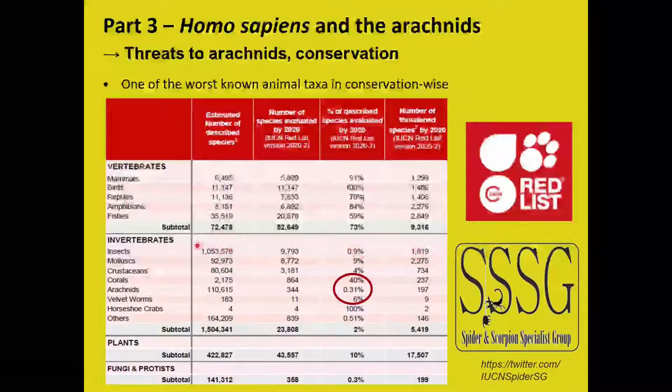But it's also understandable, because insects are so diverse. You can compare it to, for example, vertebrates, with most species being evaluated. So there's a lot of work to do, and the few people that work here have an incredible amount of work to do. So spiders need our help, basically.